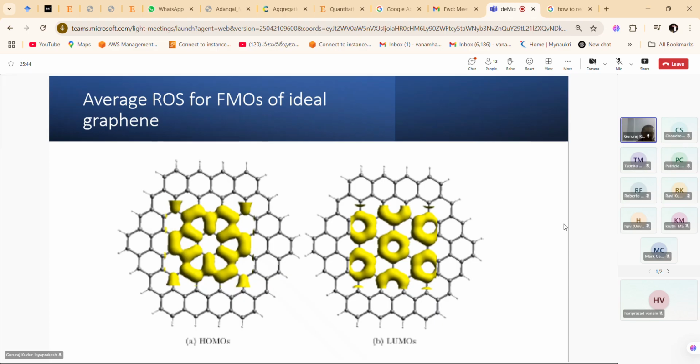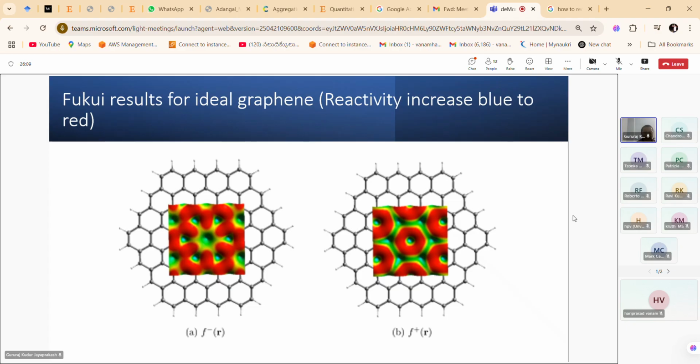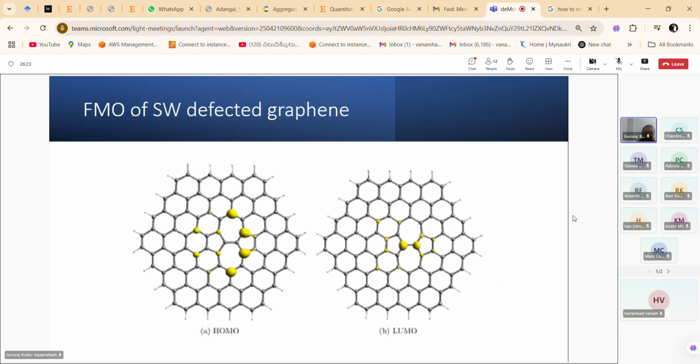Then, after selecting the model, we plotted the frontier molecular orbitals. Again, as I said in the earlier slide, here all carbon atoms have an equal probability to donate or remove the electron. That means in the HOMO orbitals or LUMO orbitals, all carbon atoms have equal probabilities. Then we tried to plot Fukui negative and Fukui positive. Again, here also all carbon atoms have an equal probability to remove or accept the electron.